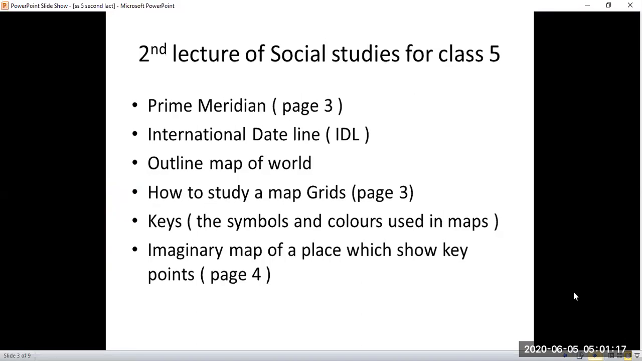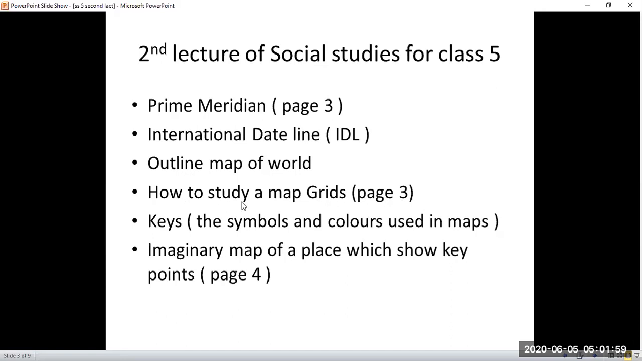So in the second lecture of social study for class 5, we will learn the following things. Number one, in the last lecture we learned from page number 1 and page number 2. Here we are starting from page number 3. In page number 3 we will learn about the prime meridians and the International Date Line, which is denoted IDL. And the outline map of the world, also on page number 3.